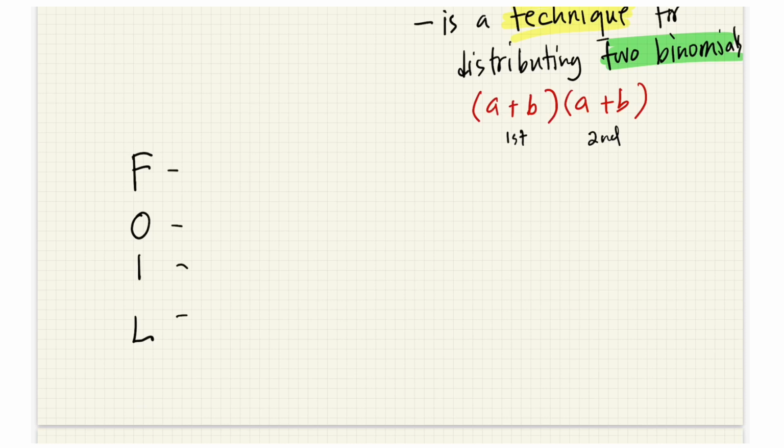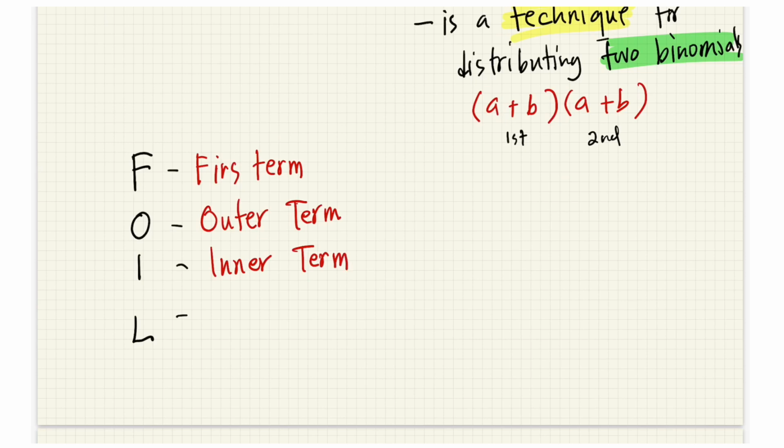Now, F stands for first term, O stands for outer term, I stands for inner term, and the last one, L, is last term. So, FOIL method basically stands for F for first term, O for outer term, I for inner term, and L for last term. Now, we are going to use this in our example.